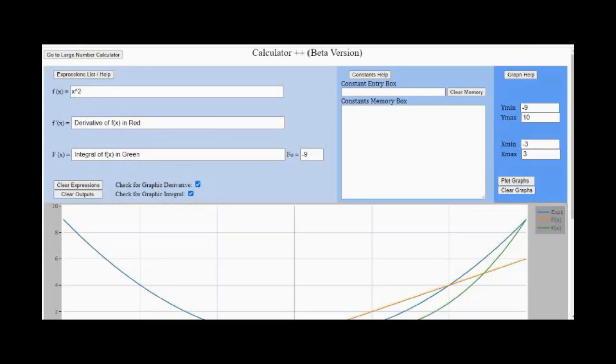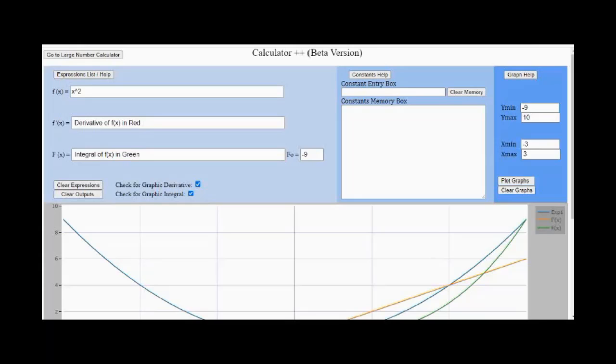You recall from elementary calculus that the derivative of x squared is the straight line function f prime of x equals 2x, and the integral or antiderivative is a family of curves equal to capital F of x equals x cubed divided by 3 plus some arbitrary constant labeled here as f naught.